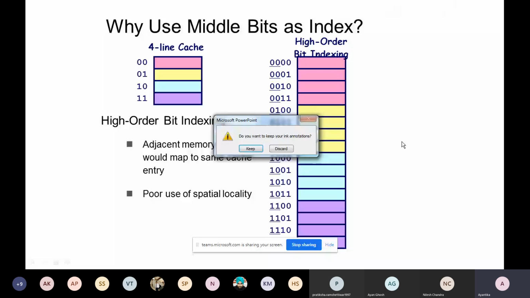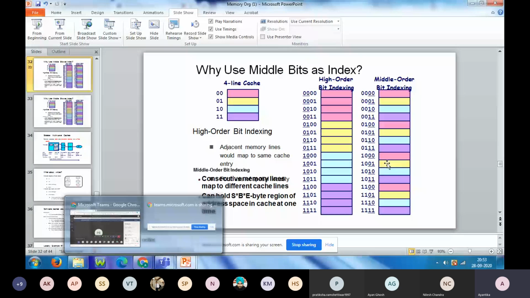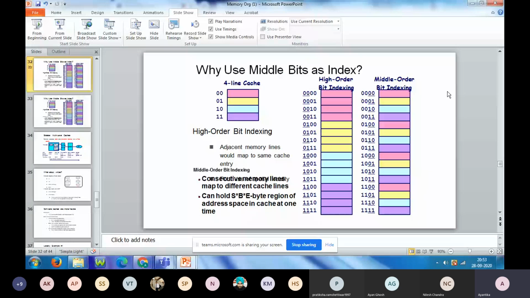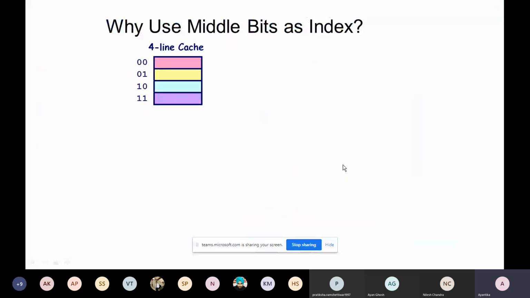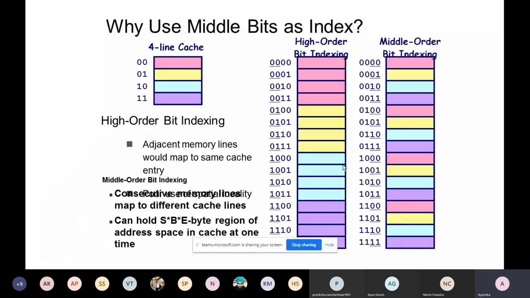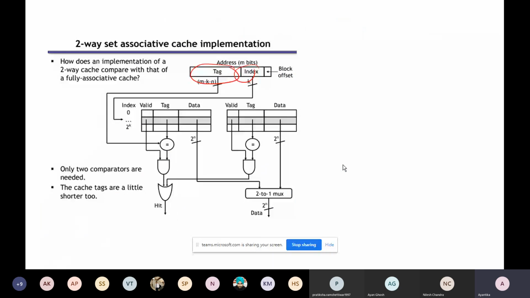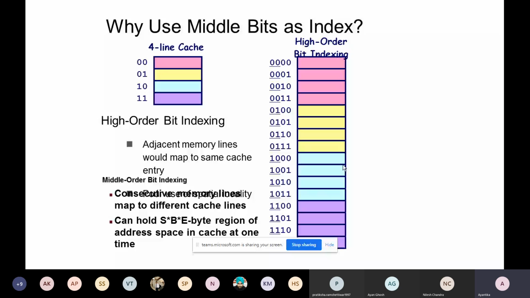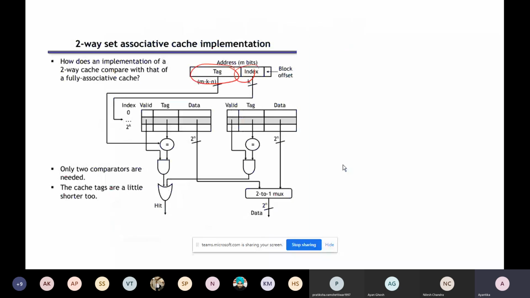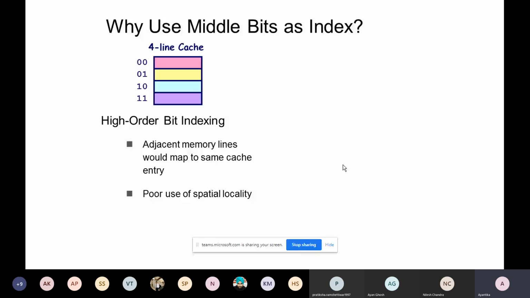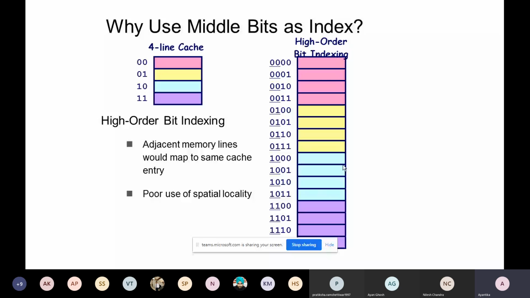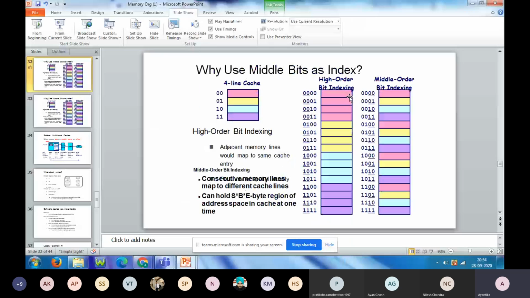Okay, see this example, maybe that will make the concept clear. So see this, this is the following cache. This example shows how you will do the indexing. Okay.